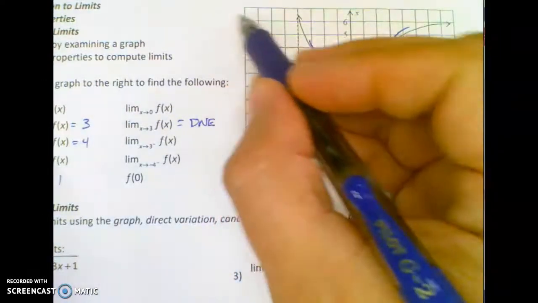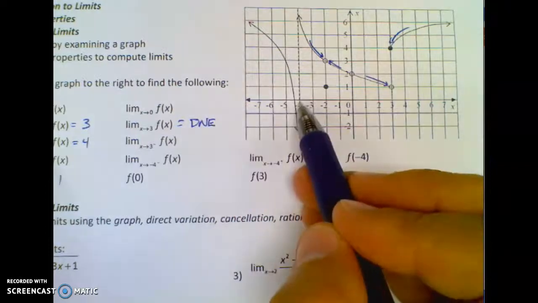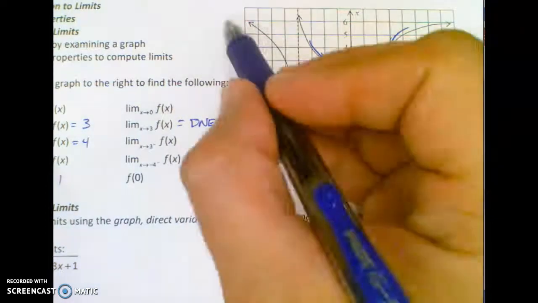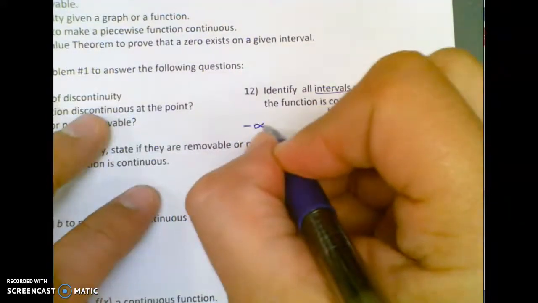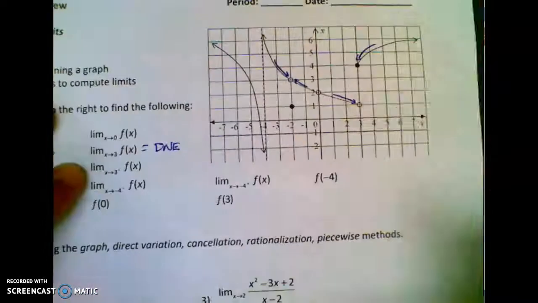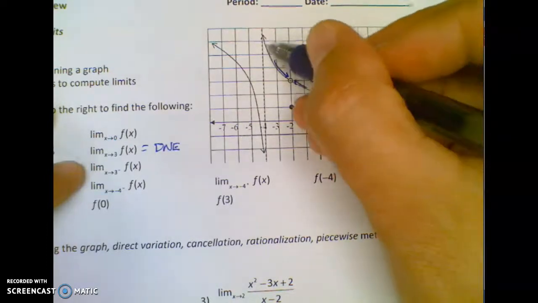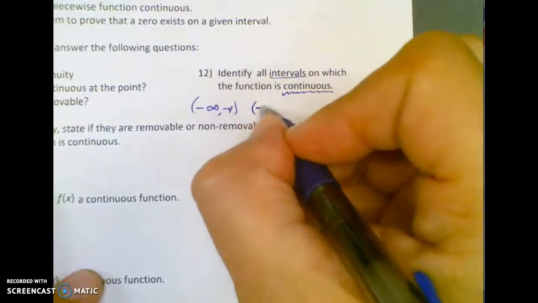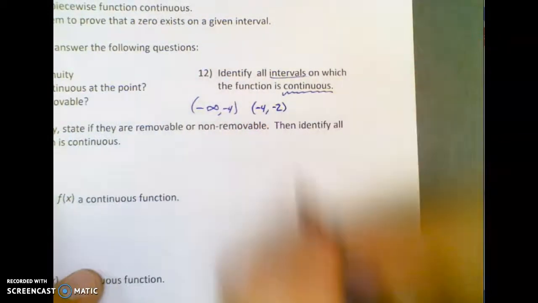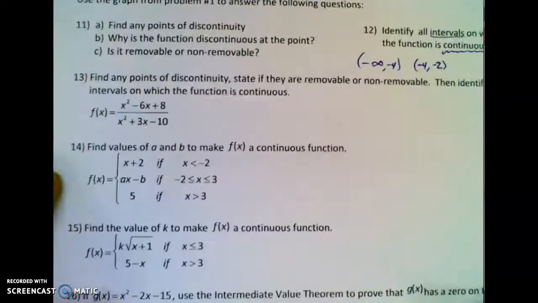So like I can draw this part without picking up my pencil. So from negative infinity to negative 4, not including 4, I could draw that chunk without picking up my pencil. And then I go to the next chunk. I can go from negative 4 to here, but then I have to pick up my pencil. So from negative 4 to negative 2, not including either of the endpoints, I can draw it without picking up my pencil and then keep going with that.